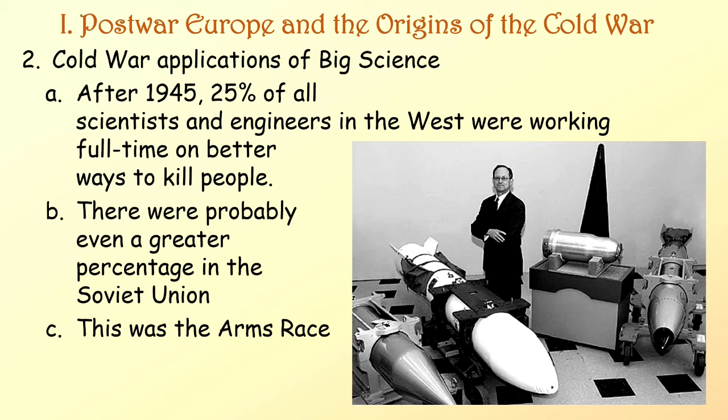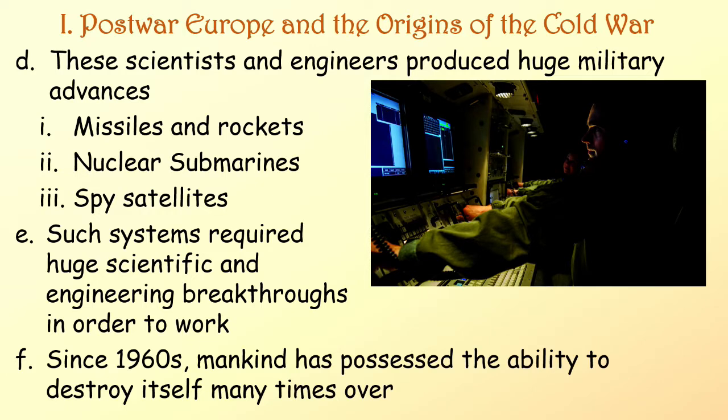Cold War applications of big science. After 1945, 25% of all scientists and engineers in the West were working full-time on better ways to kill people. Imagine the waste of talent. There were probably even a greater percentage in the Soviet Union working on ways to kill people. This was the arms race. These scientists and engineers produced huge military advances: missiles and rockets, nuclear submarines, spy satellites. Such systems required huge scientific and engineering breakthroughs in order to work. Since the 1960s, mankind has possessed the ability to destroy itself many times over.